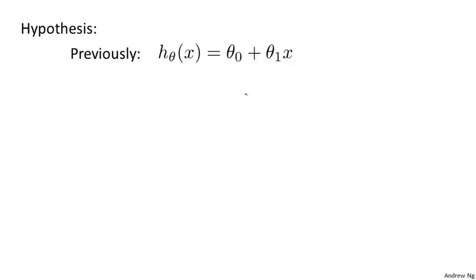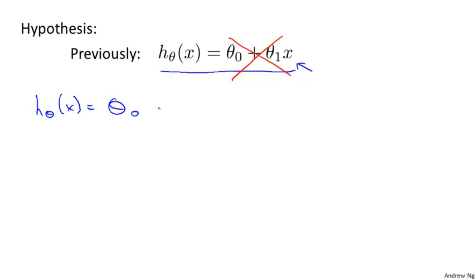Now that we have multiple features, let's talk about what the form of our hypothesis should be. Previously, this was the form of our hypothesis where x was our single feature. But now that we have multiple features, we aren't going to use this simple representation anymore. Instead, our form of the hypothesis in linear regression is going to be this.